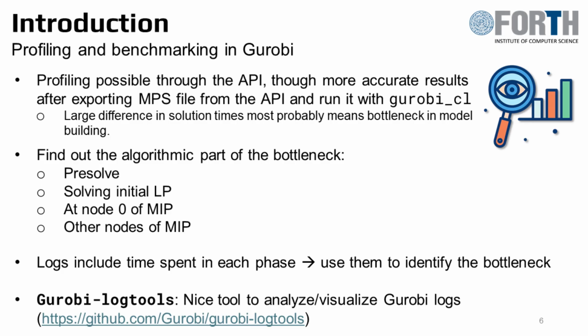Once we focus on the solver phase, the next question is, where exactly is time being spent? The Gurobi log provides detailed information about different algorithmic phases. In particular, we can examine: A, time spent in pre-solve; B, time required to solve the initial LP relaxation; C, behavior at node 0 of the branch and bound tree; D, time spent exploring the remaining nodes. Each of these phases can indicate a different structural issue.